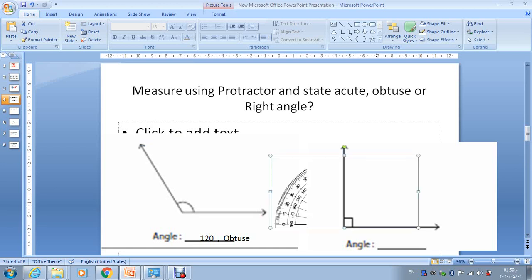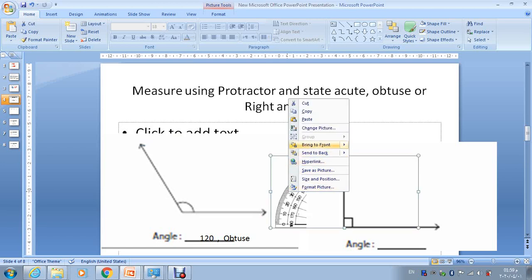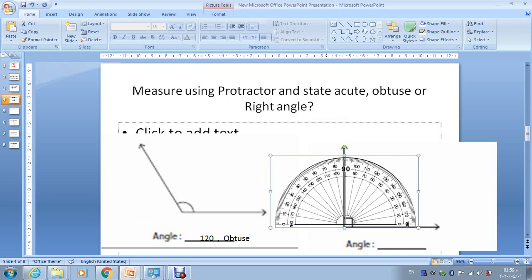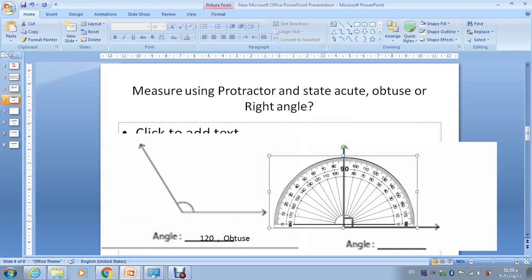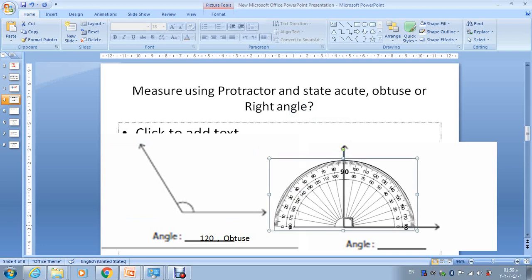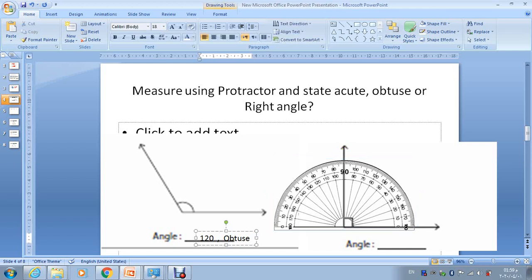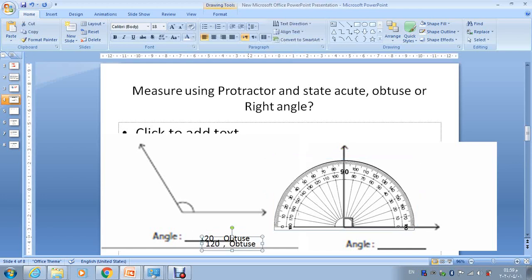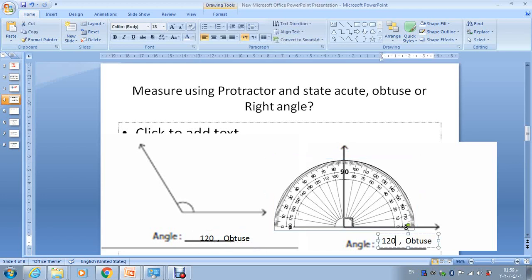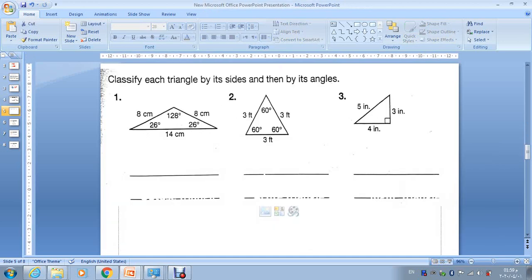Now we will use the same protractor to measure the second angle. Of course, it's a 90-degree angle, so we can write here 90 and write that it's a right angle. Okay, let's go for the next question.